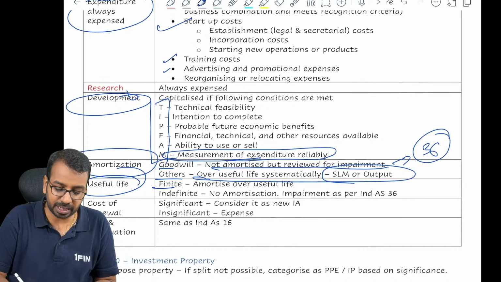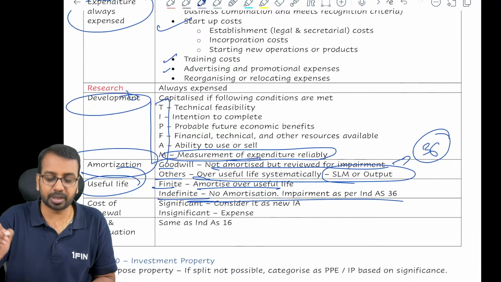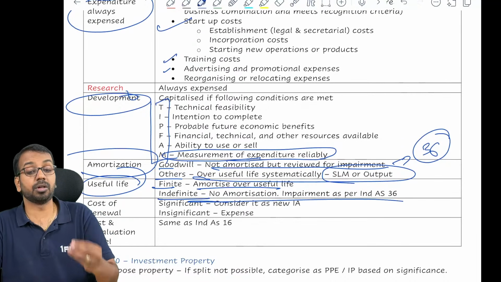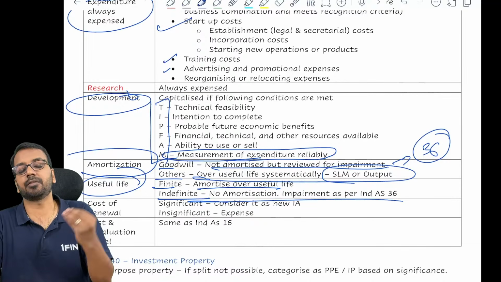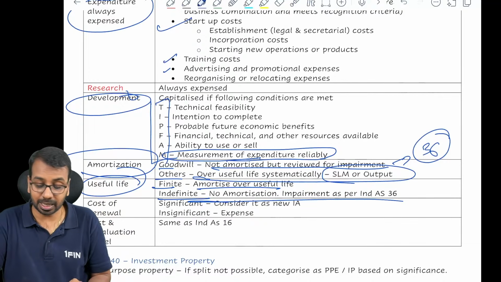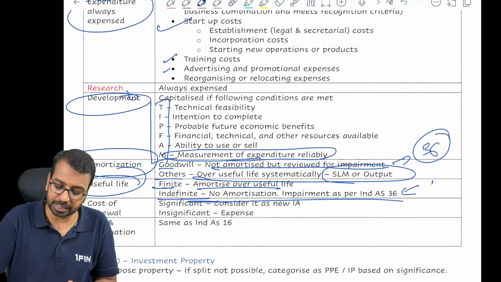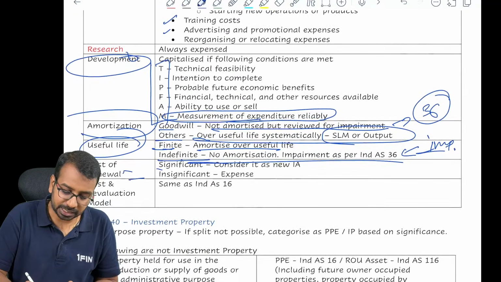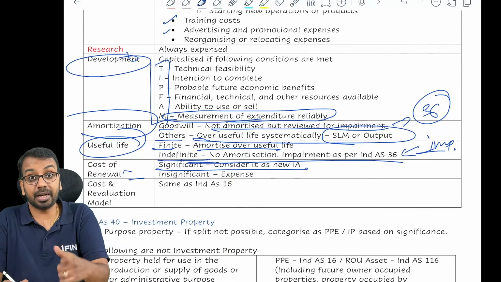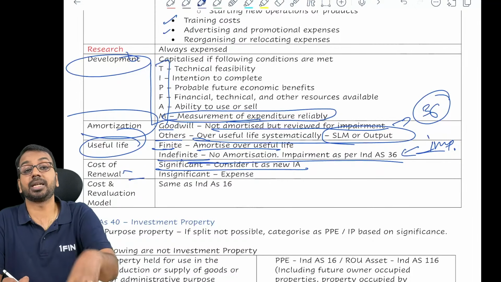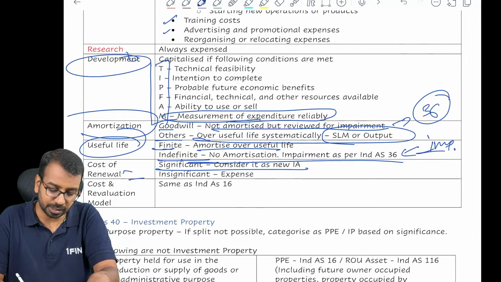Useful life, if it is finite, will be amortized. If it is indefinite, no amortization. Indefinite, like if the life of the intangible asset cannot be defined, then you will not amortize. What will you do in that case? You will test it for impairment. Okay. Cost of renewal, significant. If it is significant, considering future economic benefits, treat it as a separate intangible asset, otherwise expense it.